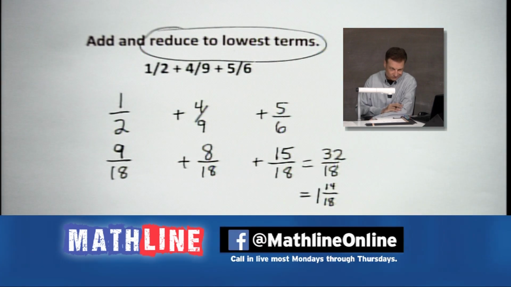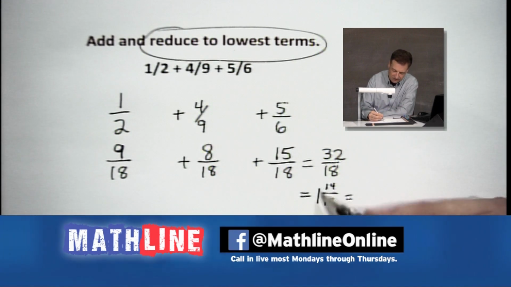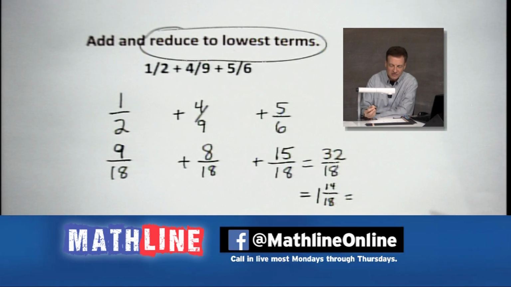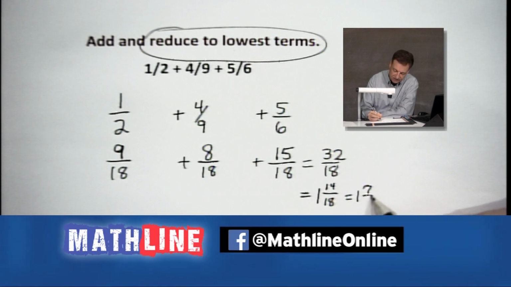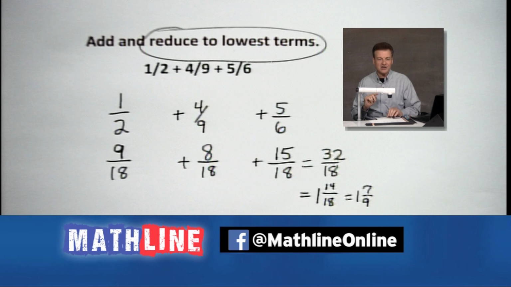We've got this 14 over 18, which would give us, how about it, folks? What do you think? You're out there thinking? Divide by 2, they're both even, right? So 1 7/9.